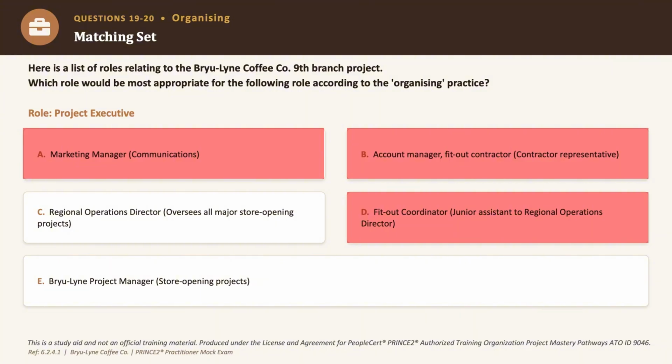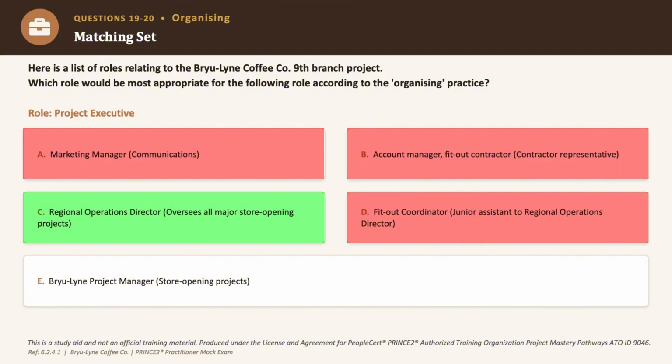Now option C says the regional operations director who oversees all major store opening projects. Now that is exactly right. The project executive is appointed by the business as the single point of accountability for the project, and this person's oversight across branch launches fits that authority perfectly. So the correct answer to this question is option C.